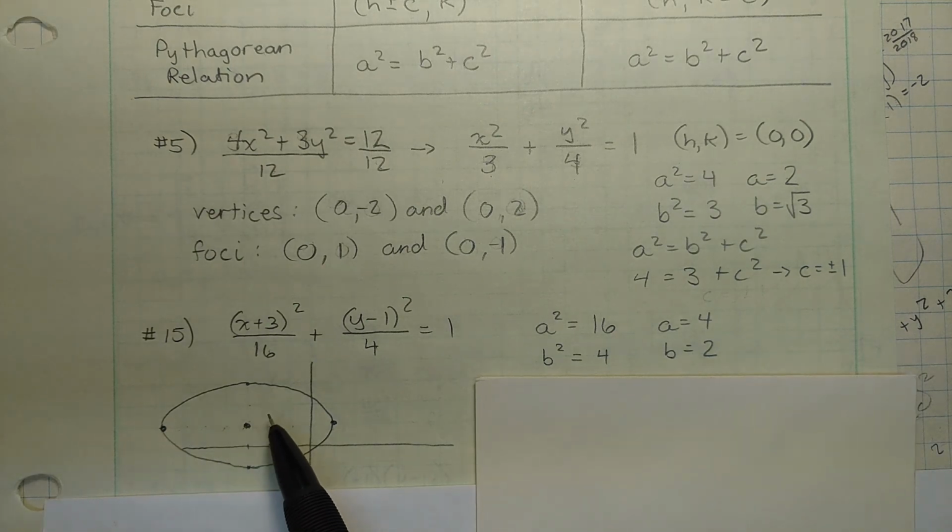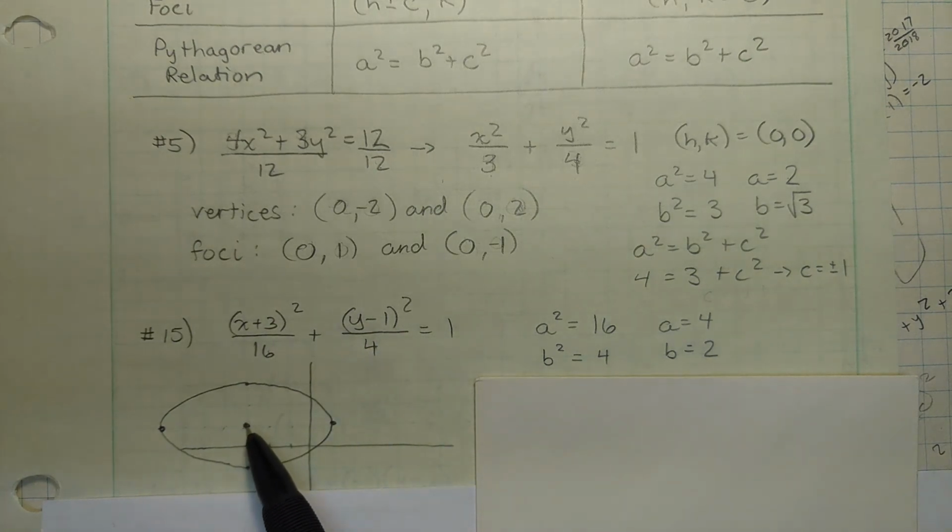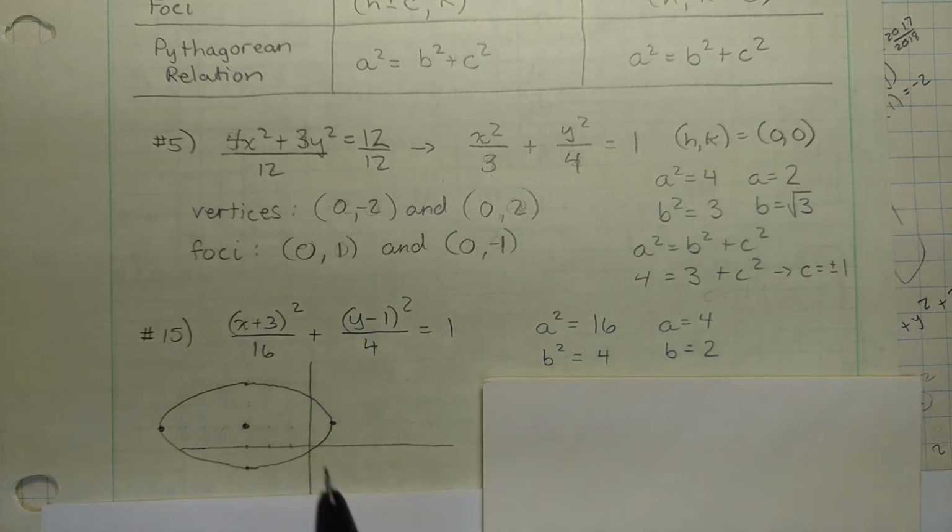And then to get the other endpoints, the endpoints of the semi-minor axis, I know it's 2 away from the center because b is 2, so I go up 2, down 2, plot those points, and then I sketch the curve that goes through those points. Doing the best job to sketch the curve.